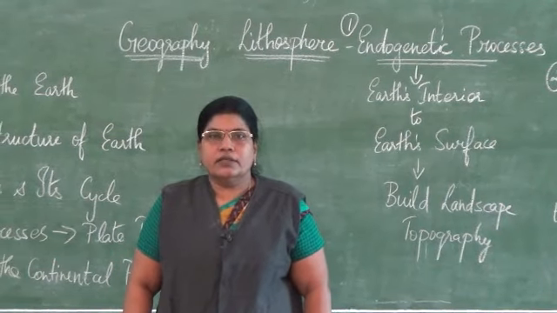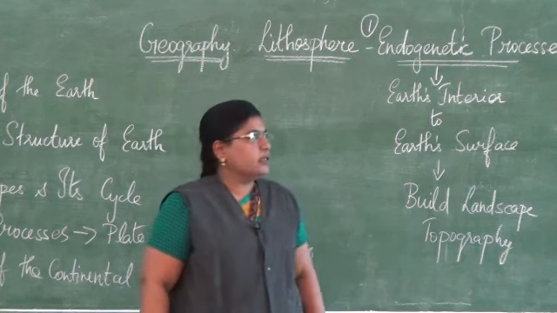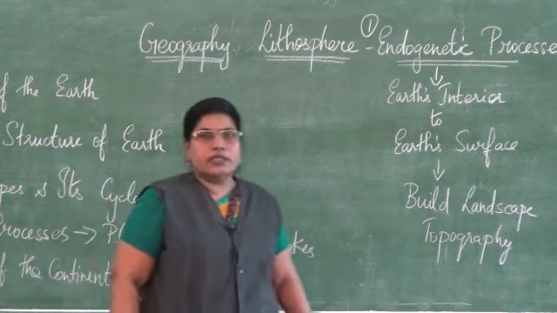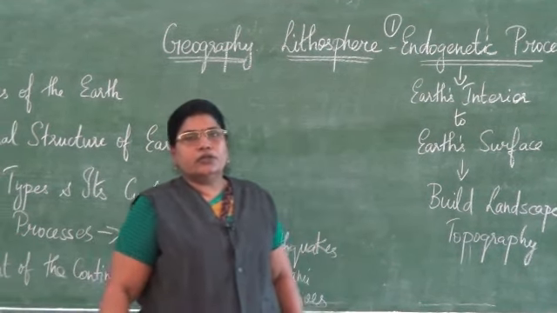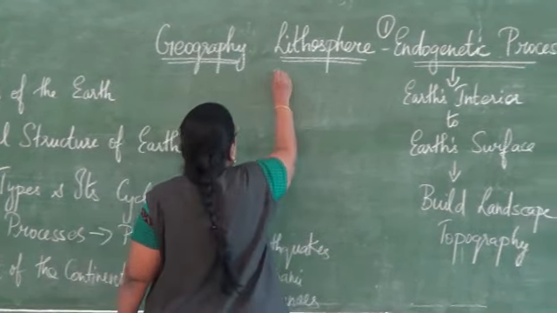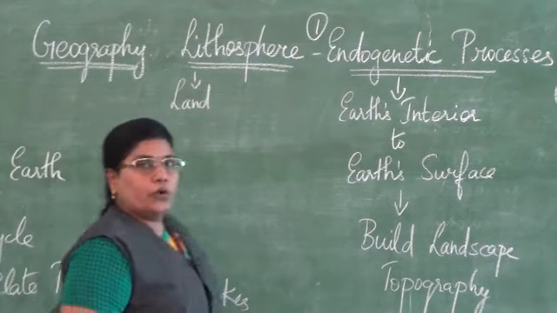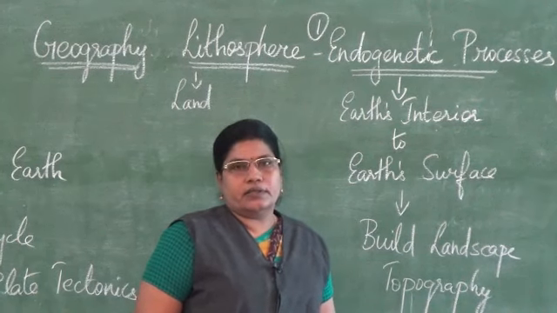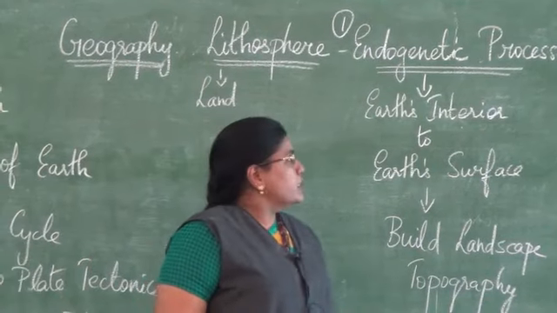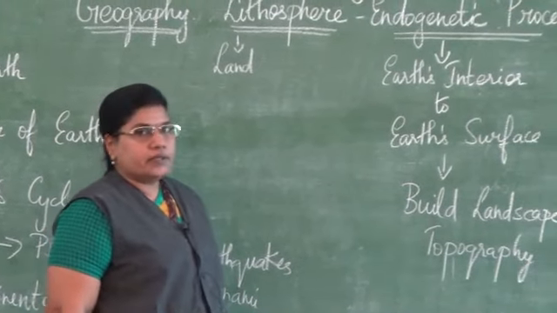Good morning, students. Today we are going to see about the geography lesson lithosphere, that is the endogenetic processes. What is lithosphere? Lithosphere is one of the spheres of the earth. It means land. What do you mean by endogenetic processes? Endogenetic processes is the process that comes from the earth's interior to the earth's surface.